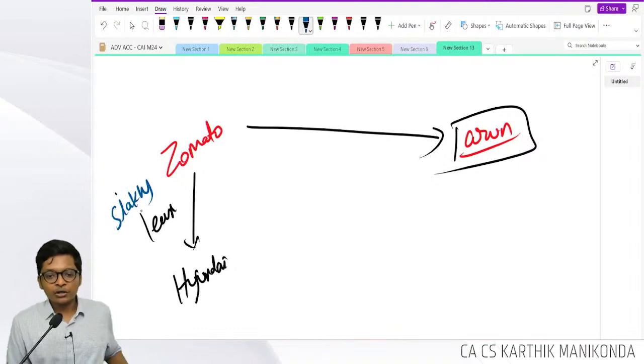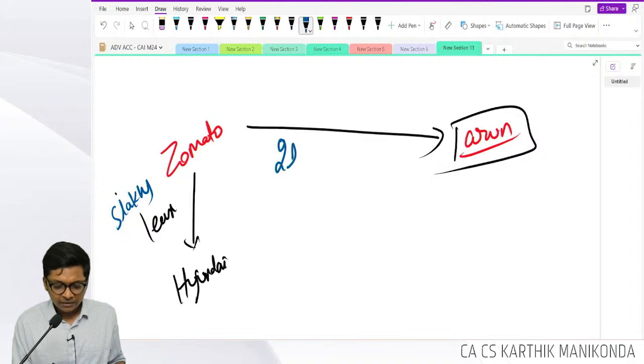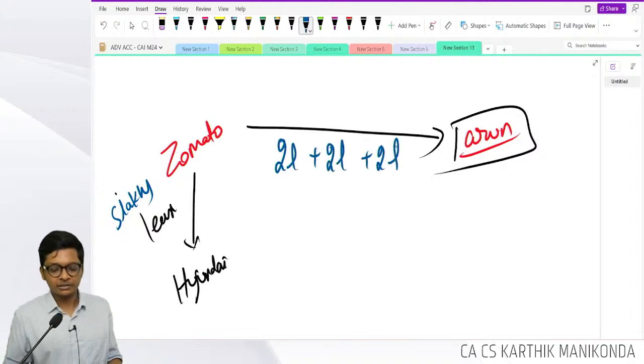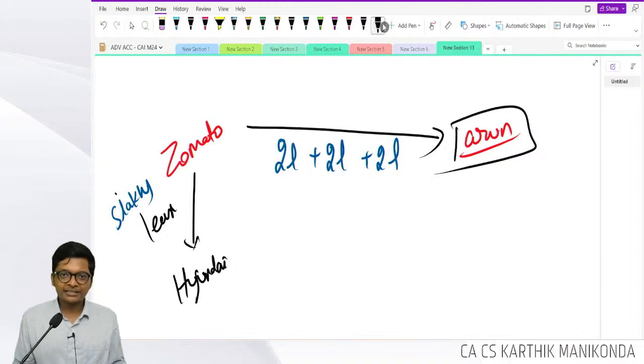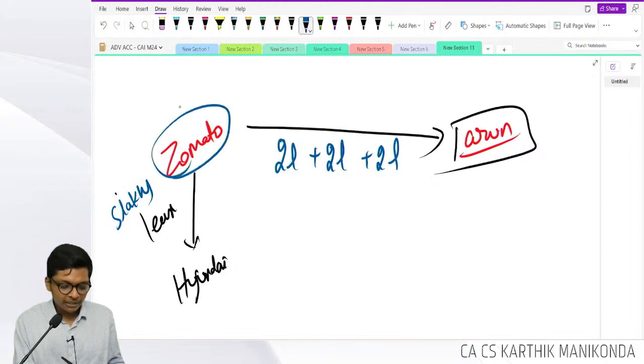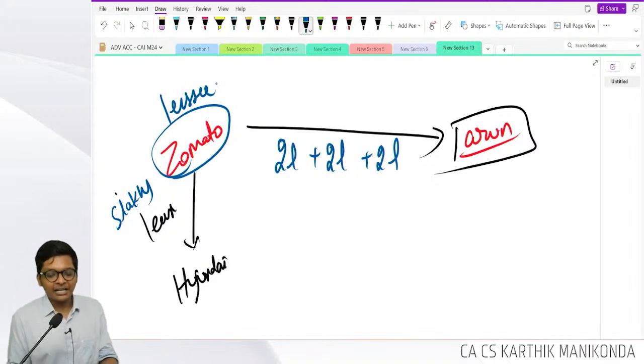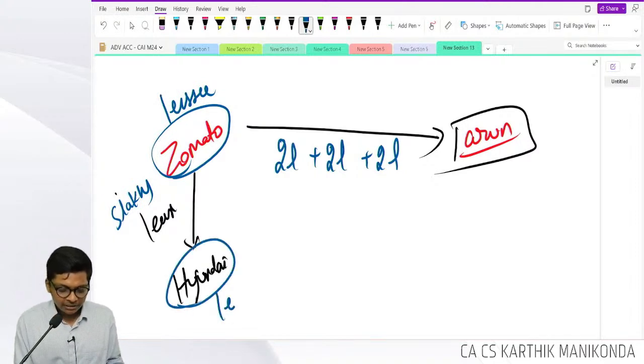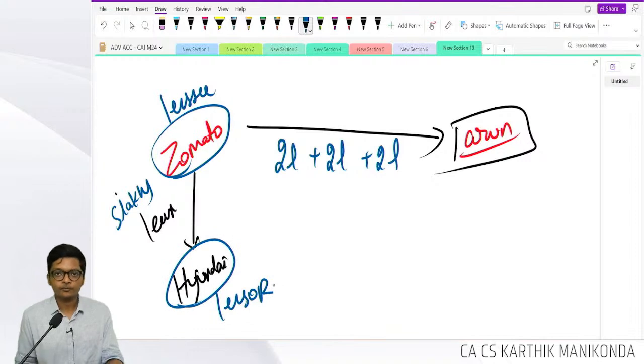But they took the car on lease for 3 years, where they have to pay 2 lakhs plus 2 lakhs plus 2 lakhs. Okay, following, guys? So, who is the person who took the car on lease? Zomato. He is known as lessee. Who gave the car on lease? Hyundai. He is known as lessor.